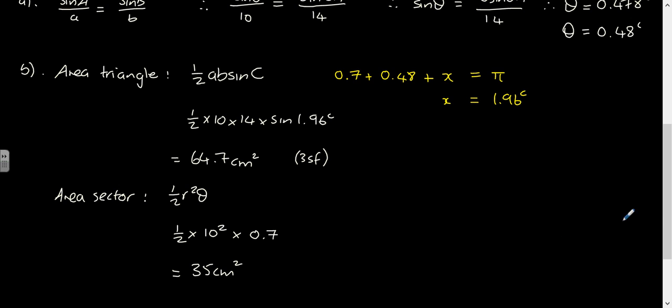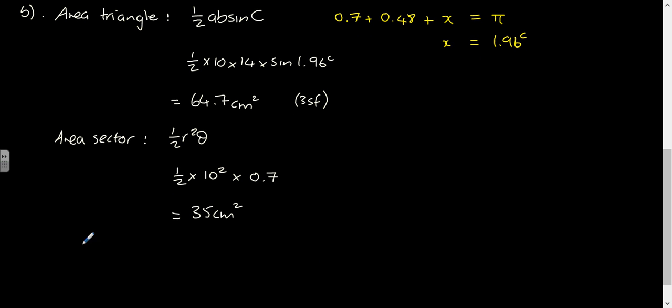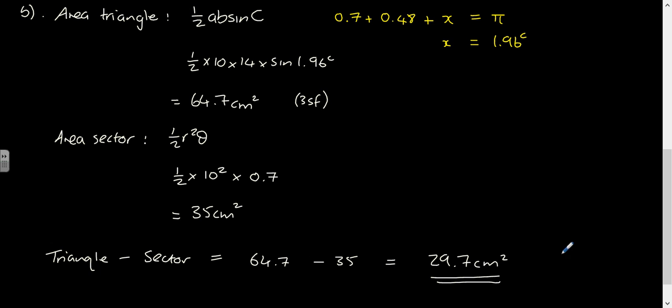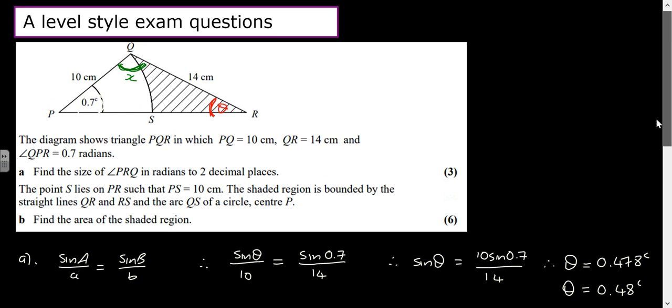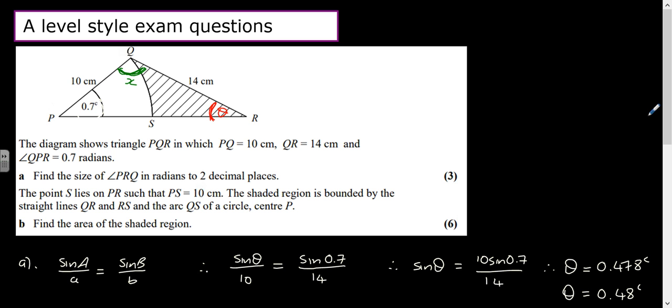Okay, so what did we say about the area that was shaded in? We'll do the triangle minus the sector, and that will give us our answer. So we've got our 64.7 minus our 35, which comes out as 29.7 centimeters squared, to 3 significant figures. So that's that. That's it done.